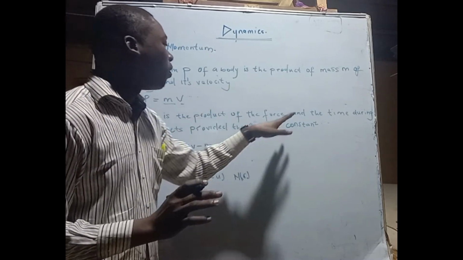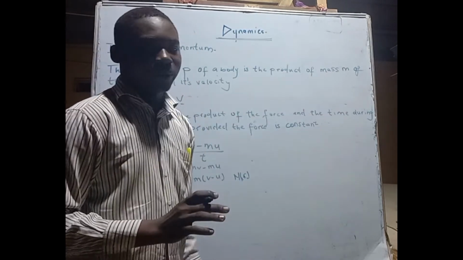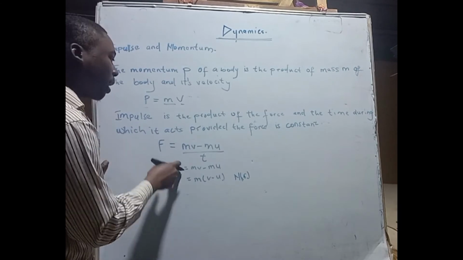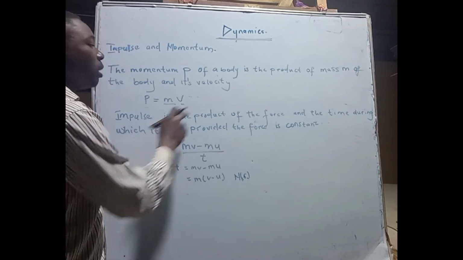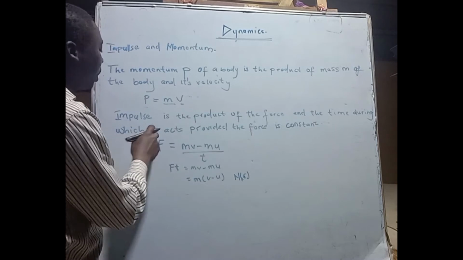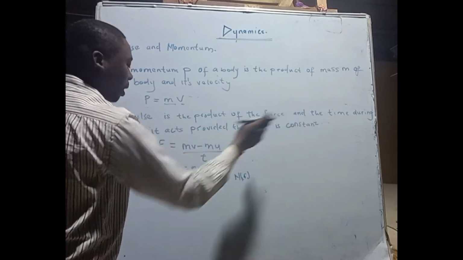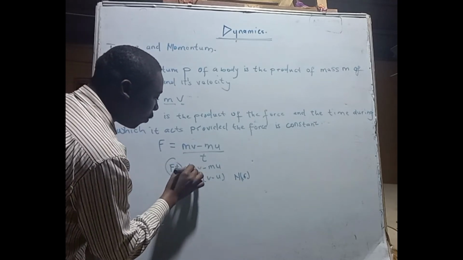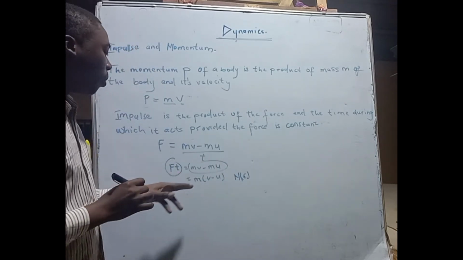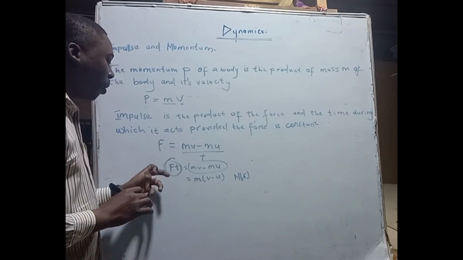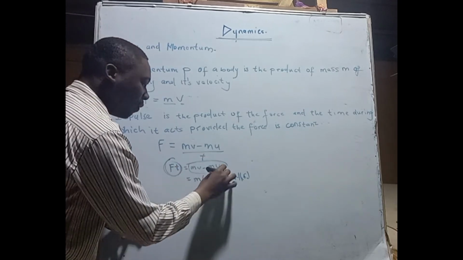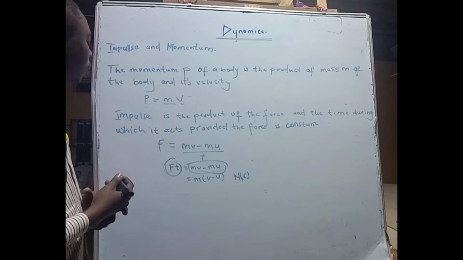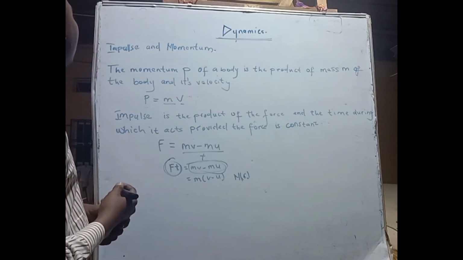Impulse is the product of the force and the time. So impulse is the product of the force and time, the time during which it acts, provided the force is constant. So this is the impulse. Definitely, you can equate these formulas together. If you are asked to calculate the impulse, either you multiply the force and the time, or if these parameters are not given, the change in momentum is the impulse. So now, let's move to the law of conservation of momentum.